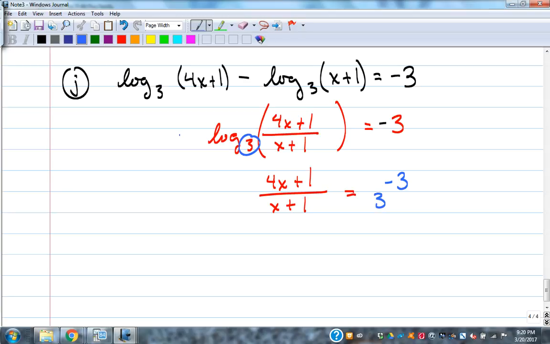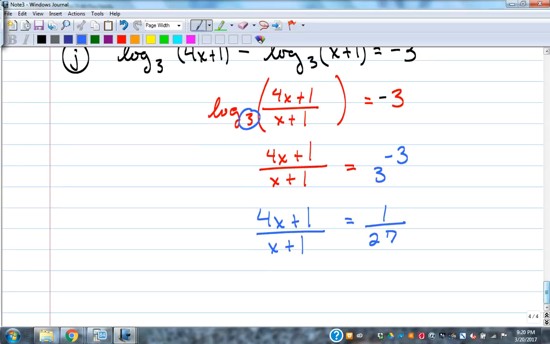What is 3 to the negative third? As a fraction. 1 over 27. Good job. How do I solve that problem?